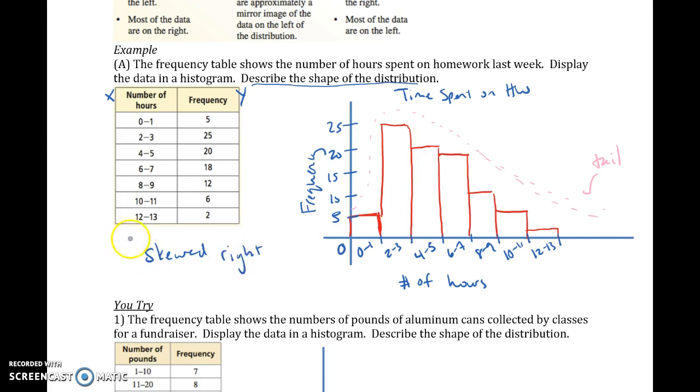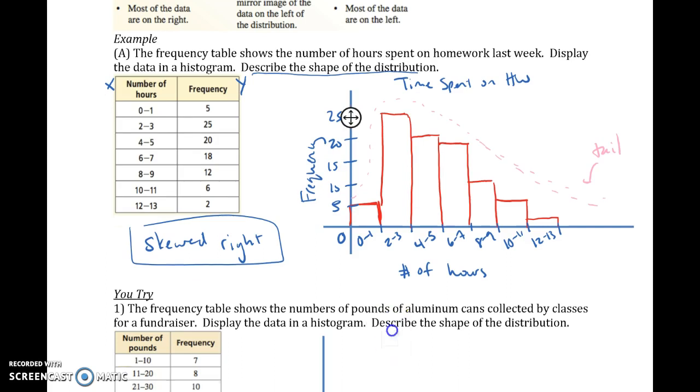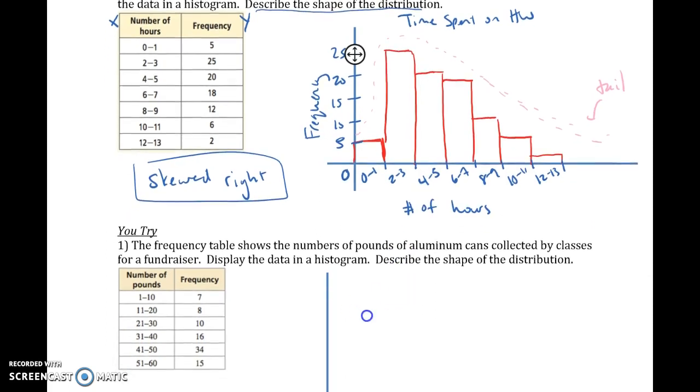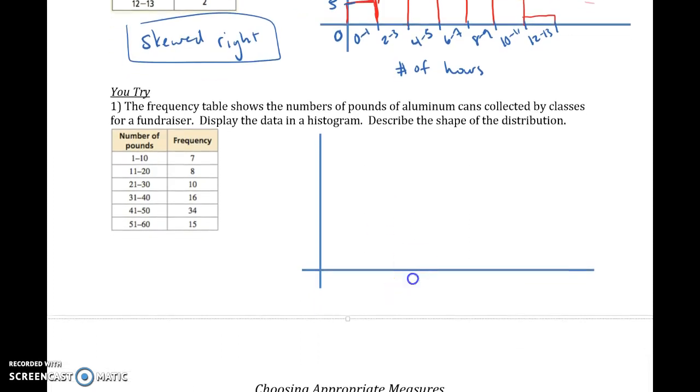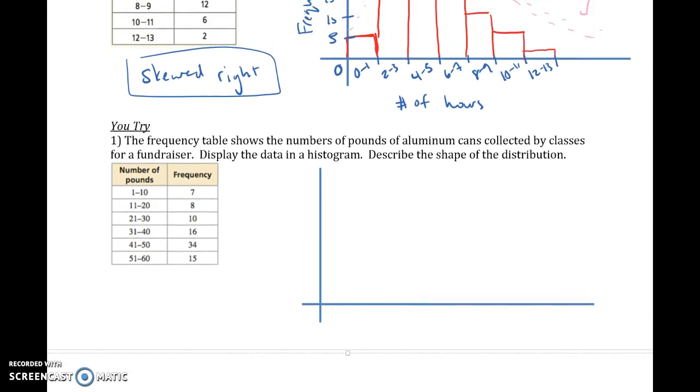Okay? And that's it for now. We'll talk about how this can affect measures of center and whatnot in the next example. For now, I'd like you guys to try the you-try problem. So draw me that histogram and then tell me the shape of this distribution. All right, go ahead and check.